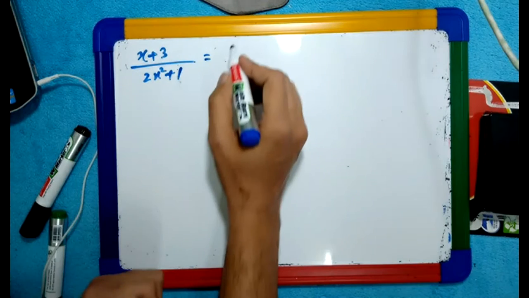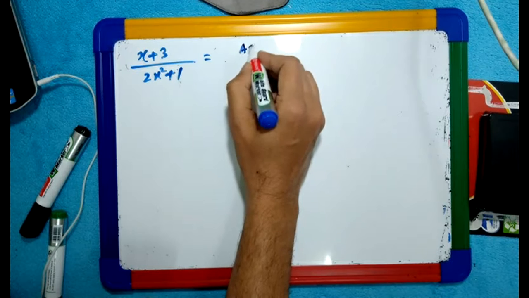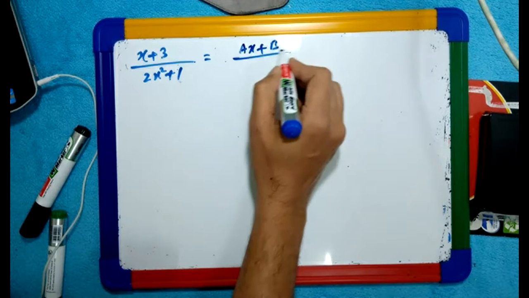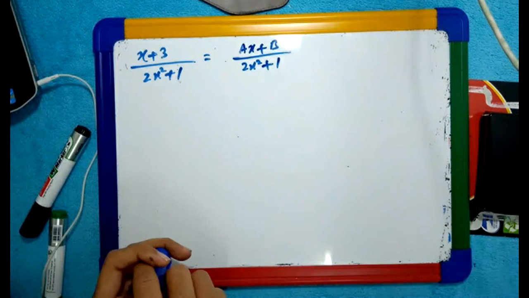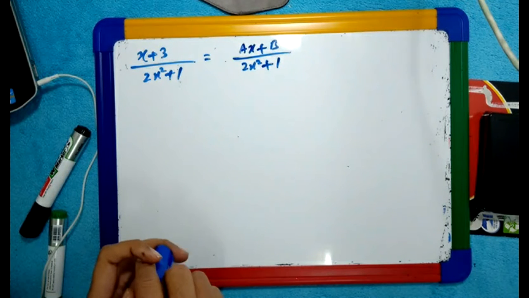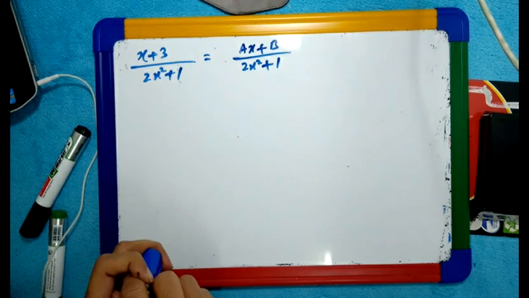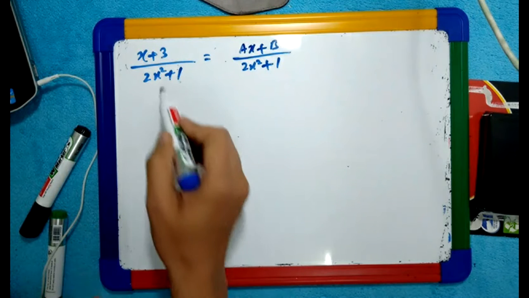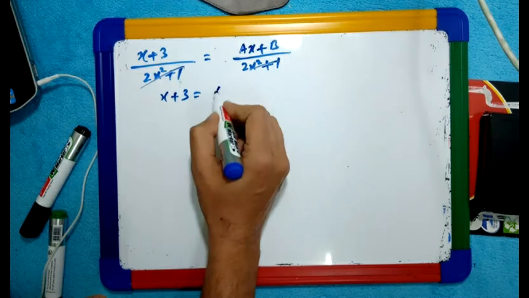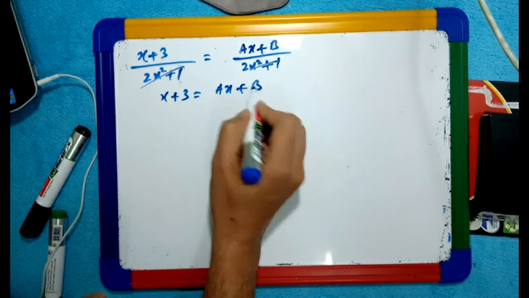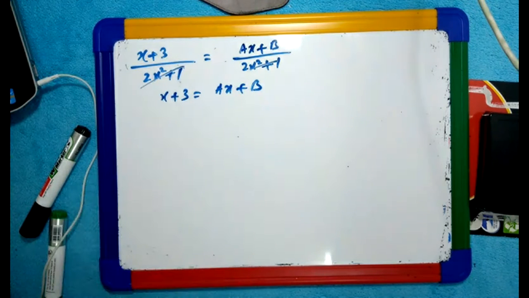So what will I write? Ax plus b. Ax plus b is important. I will write like this. Now this and this cancel. So x plus 3 equal to ax plus b. Now what should I do to remove a?